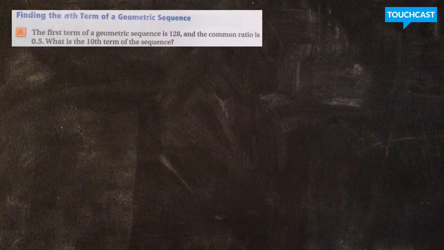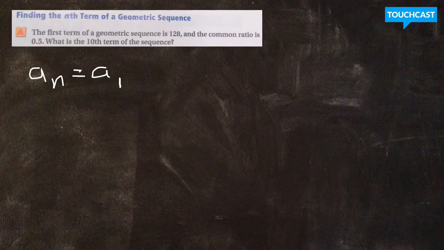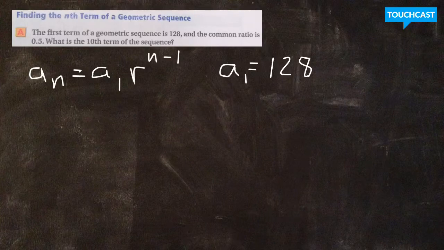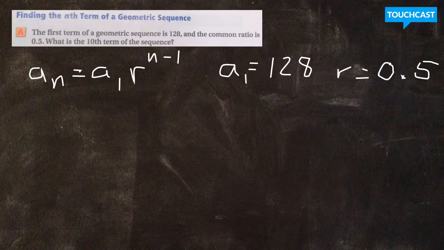So there's a few things we need to know. First, we need to know that the formula is always going to be the same. A sub n is equal to the first term, a sub 1, times the common ratio raised to the power n minus 1. We know some things. We know that the first term is 128. We know the common ratio is 0.5. And we are looking for the 10th term.